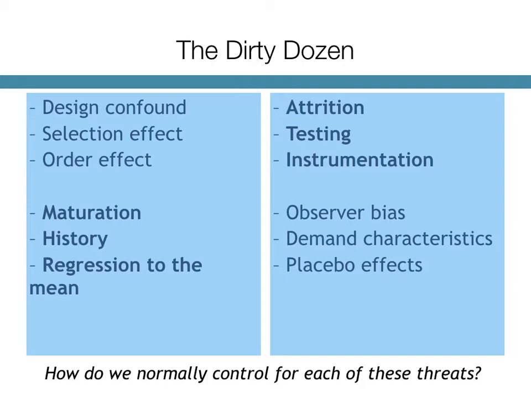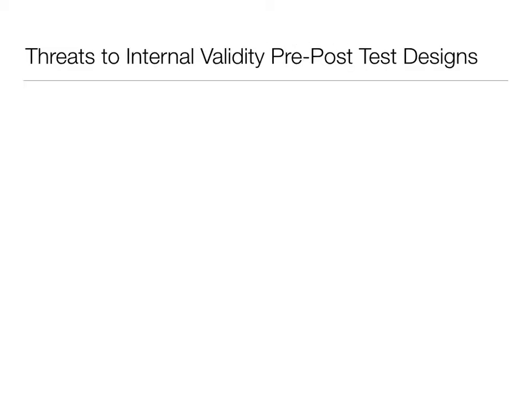We have already talked about design confounds, selection effects, and order effects, and how we control for those and balance those so that they don't influence our internal validity. We're going to do the same thing now with these 6 in the middle: maturation, history, regression to the mean, attrition, testing, and instrumentation. In the next lecture, we'll go over observer bias, demand characteristics, and placebo effects. Right now, we're going to focus on these 6 threats to internal validity that are an issue in pre-post test designs.